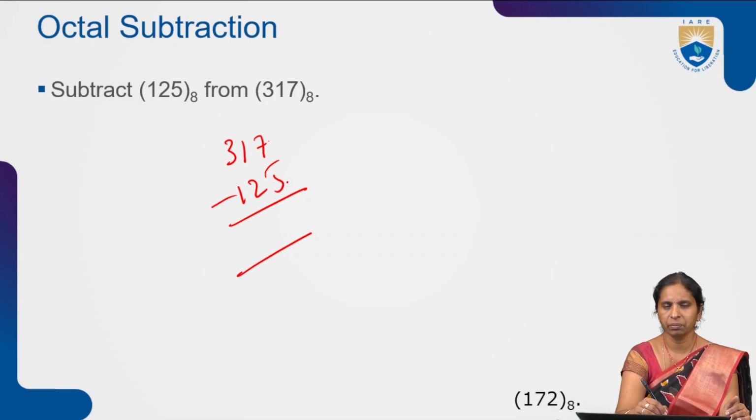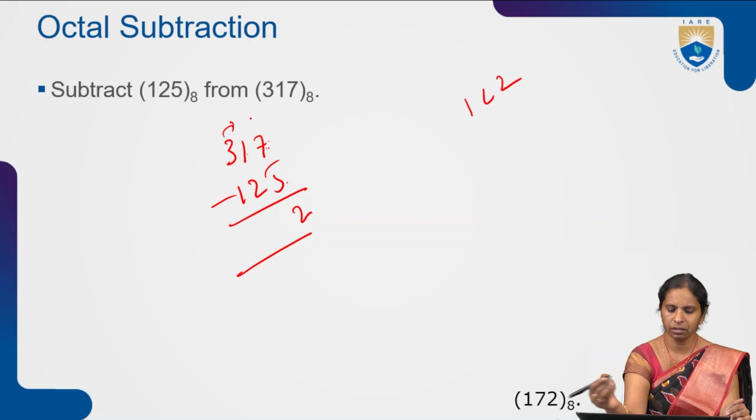Now, what is 7 minus 5? It equals 2. Since the number is greater, there is no problem here, you don't require any borrow. And here 1 minus 2. So 1 is less than 2. Then what you have to do, you have to get the borrow from here. So if you get the borrow, then you are going to get here 11.